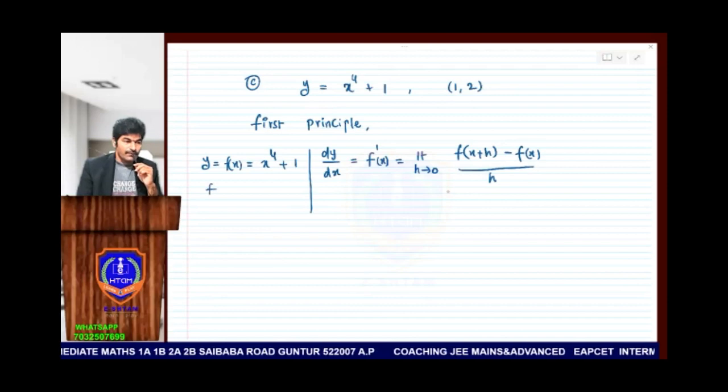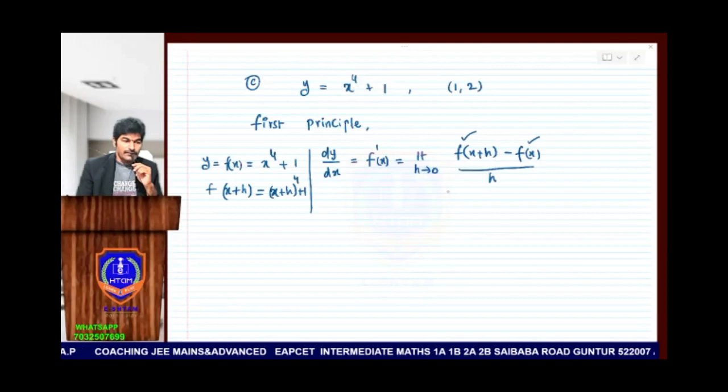Now we have to find the values. F of x value we know, that is x power 4 plus 1. What is f of x plus h value? We need to calculate it. That means you just have to replace the x with x plus h. So replacing x with x plus h, the new definition looks like this: x plus h whole power 4, similar to x power 4, and a constant 1 was added to that. So here also you have to add 1 to that value.